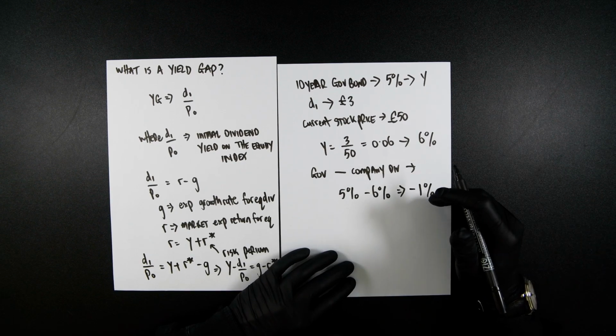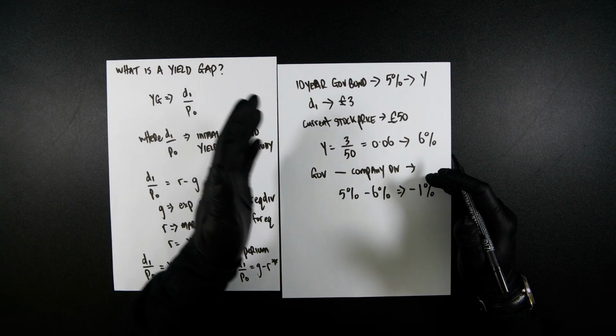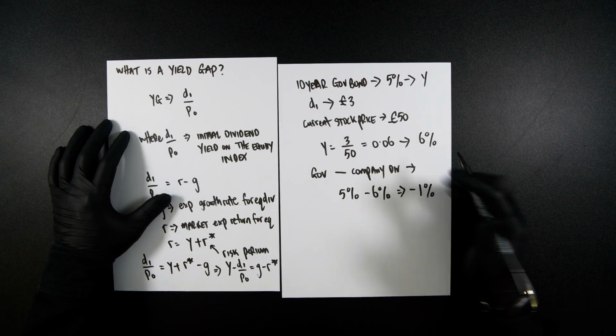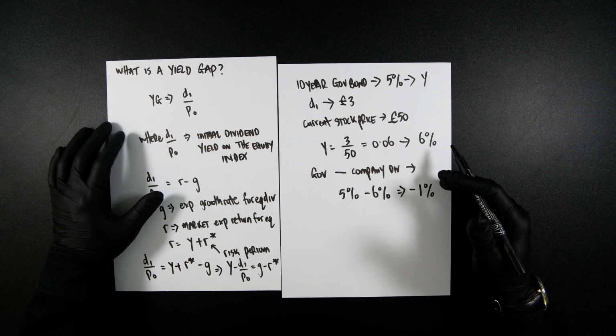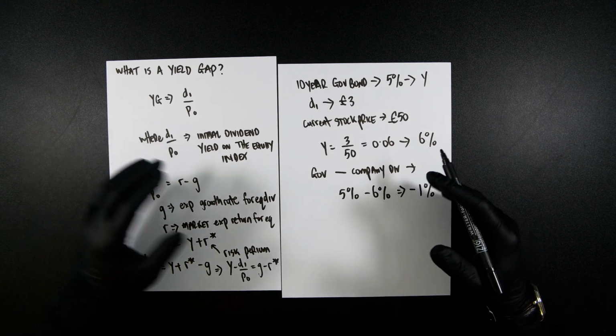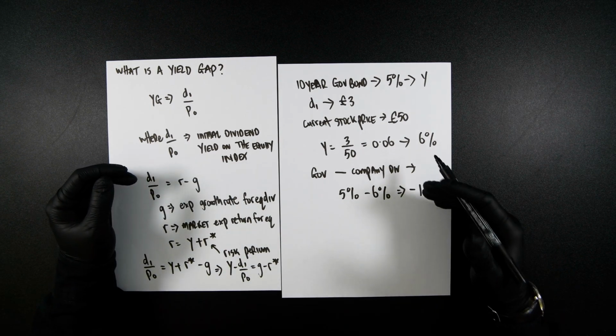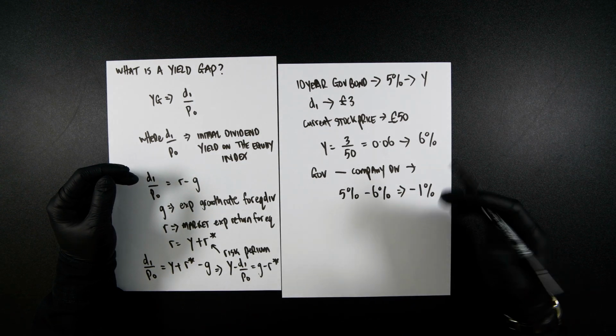So why is this positive or negative aspect important? The whole point of finding out the yield gap is because if it's negative, a negative yield gap means the stock offers a higher return. If it's positive, a positive yield gap means that the government bond offers a better return.